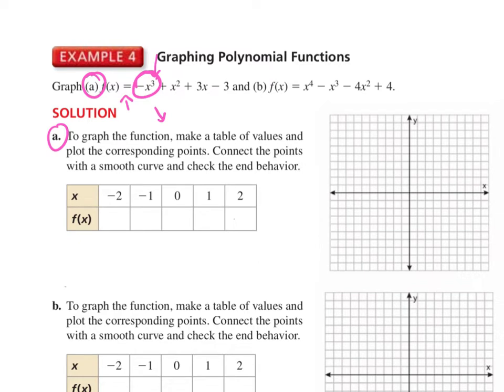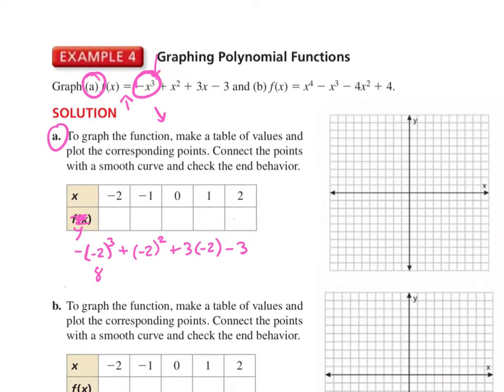So here it gives us a little box. We're going to plug in all of these numbers for x and get values for y. Here it just says f of x. Remember, f of x is a fancy way of saying y. First we're going to plug in negative 2. Remember that negative is on the outside: negative 2 cubed plus negative 2 squared plus 3 times negative 2 minus 3. So negative 2 cubed would be negative 8, and negative 8 times a negative would become positive 8.